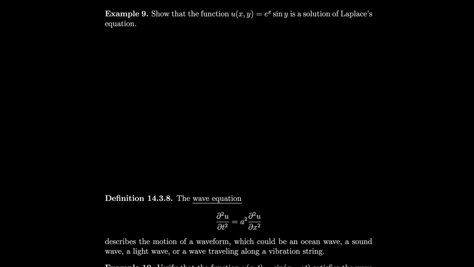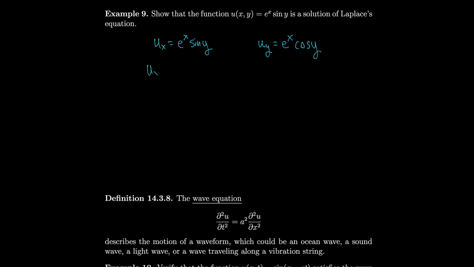So how about we show that the function e to the x sine y is a solution of Laplace's equation. So we just need to take the partials twice that aren't mixed and add them together. So let's get ux first. If we treat x as the variable, then sine y is constant, and the derivative of a constant times e to the x is the same exact thing as we started, so this is just e to the x sine y. And then we'll take the partial with respect to y. Taking this, e to the x is just constant, so the derivative of sine y is just cosine y. So we have e to the x times cosine y.